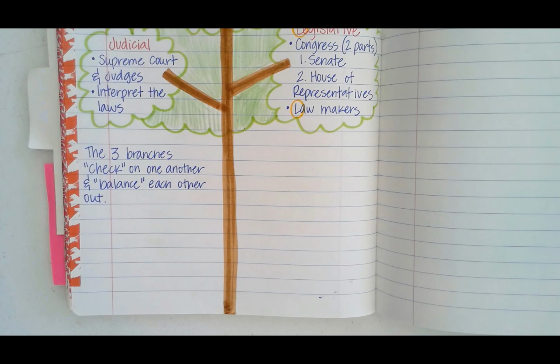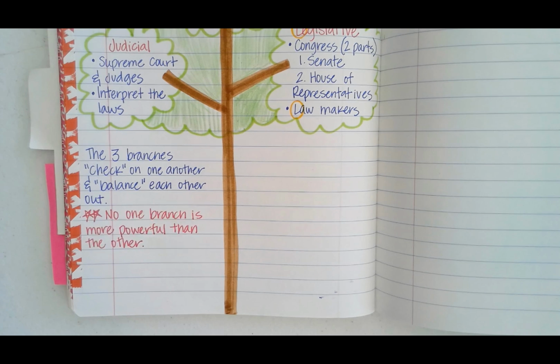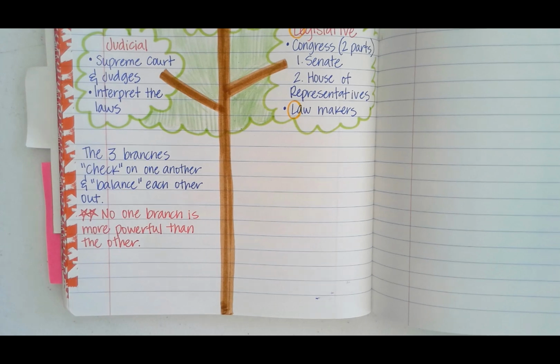Okay. Down below, I want you to put that the 3 branches check on one another and balance each other out. This is that idea from the Romans, the idea of checks and balances, where no one branch is more powerful than the other. I want you to underline checks and balances here. Right here, I underlined checks and balances.